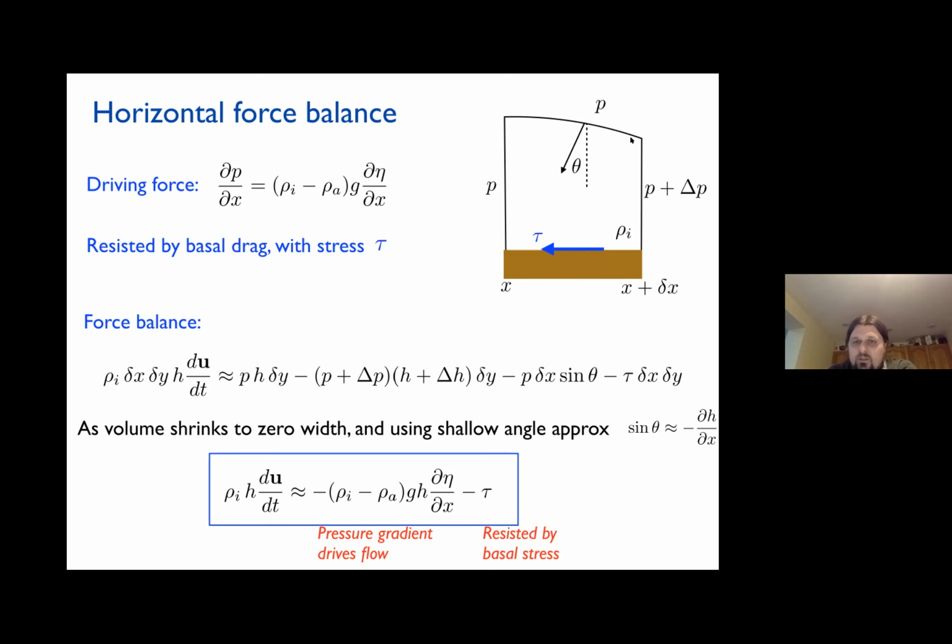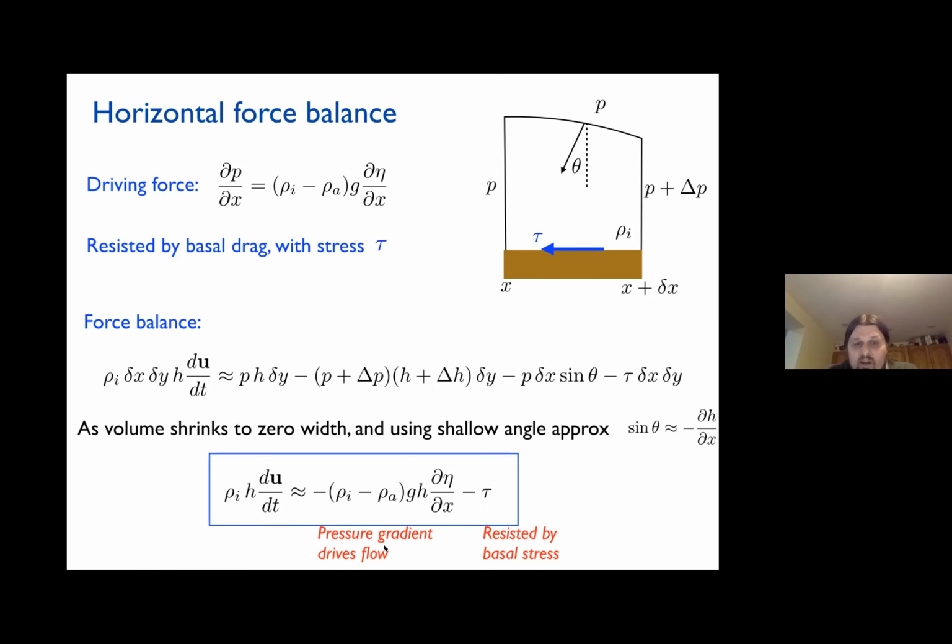Interestingly, it only depends on the surface slope because it's only depending on the weight of ice below the surface. So you don't care about variations in the bed topography for this pressure gradient. But because you're integrating that over the depth of the fluid effectively, you pick up an extra factor of h in here. So you get this combination of the total thickness times the surface slope. And then you've got this resistance by basal stress on the bottom of the ice sheet.